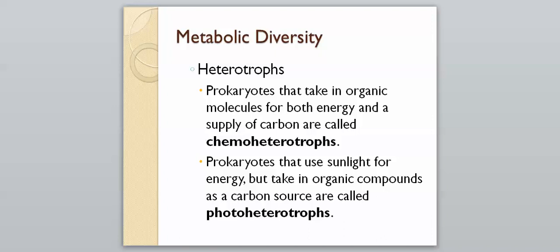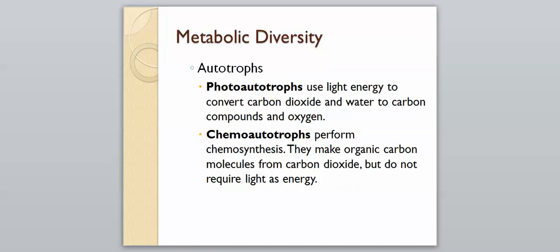And our next one are autotrophs. So photoautotrophs will use light energy to convert carbon dioxide or CO2 and water to carbon compounds and oxygen. So it's basically what a plant does. They get all their energy from the light, and they can just convert it all themselves. So photo, like photosynthesis, autotrophs, that should be an easy one to remember, that they use energy from the light to convert CO2 and water to carbon compounds and oxygen.